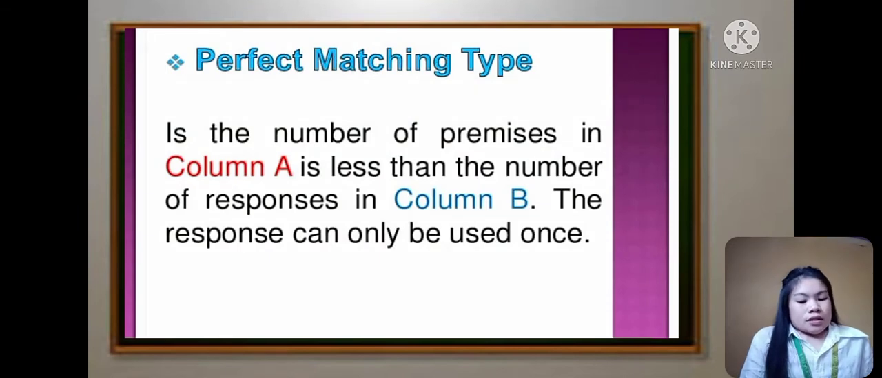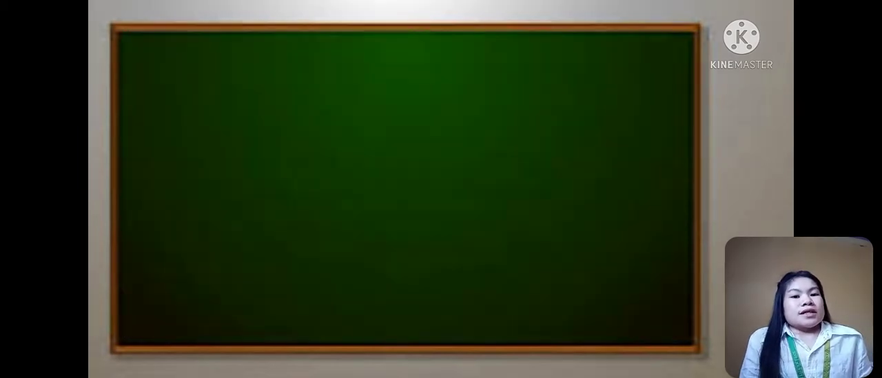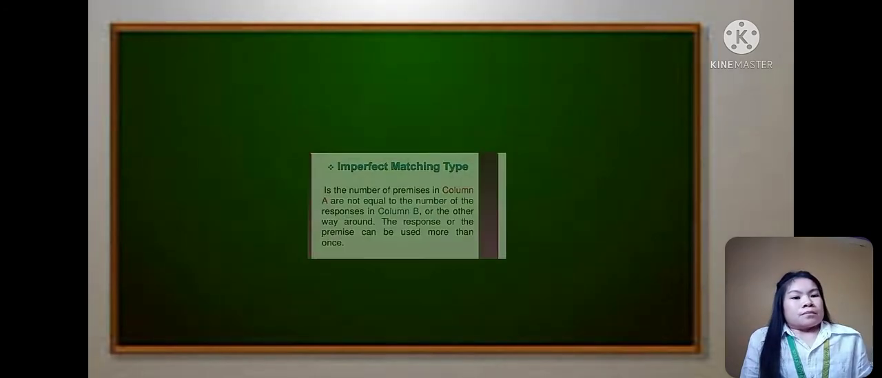So in matching type test, there are two types of it. Perfect matching type is when the number of premises in column A equals the number of responses. Here is the example. In column A are popular descriptions of presidents during their term of office. Match them with the names of Philippine presidents in column B. So here, column A is the premise and column B is the response.